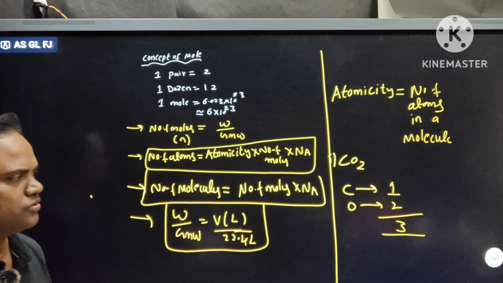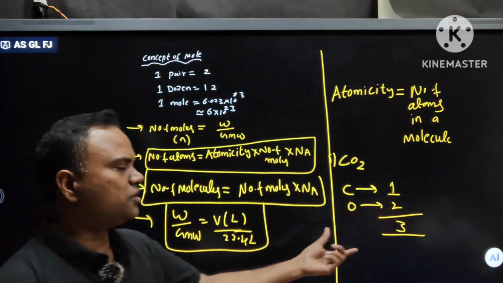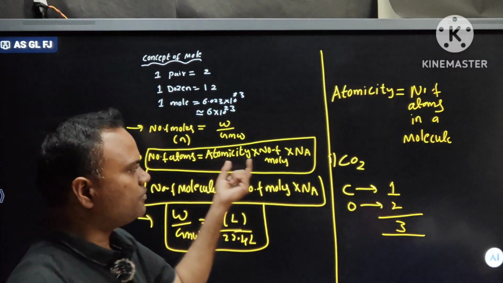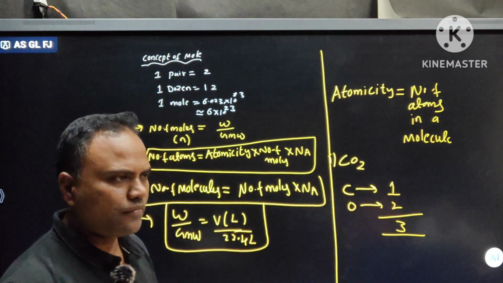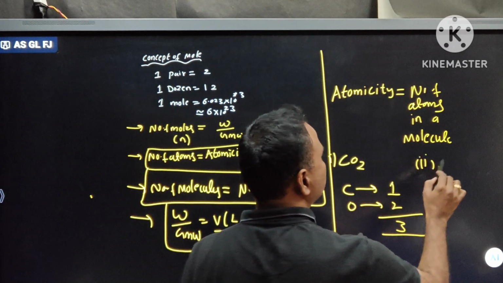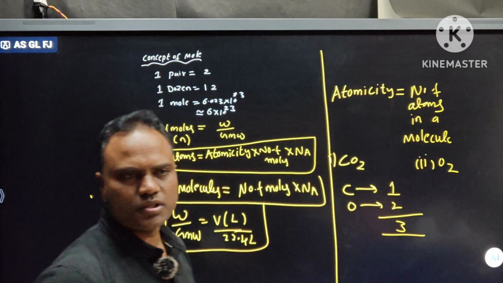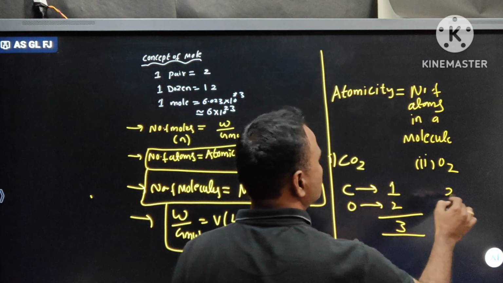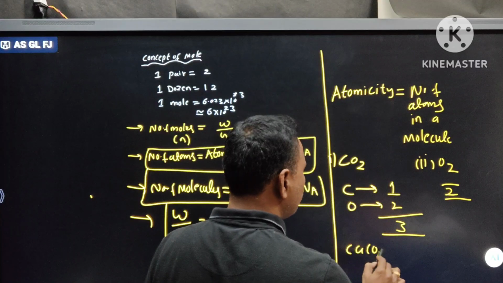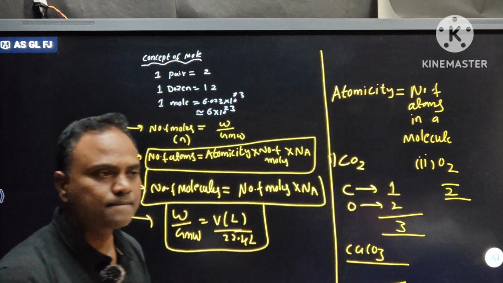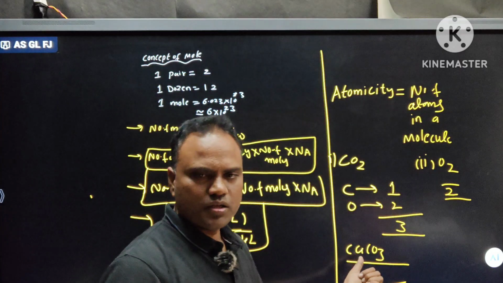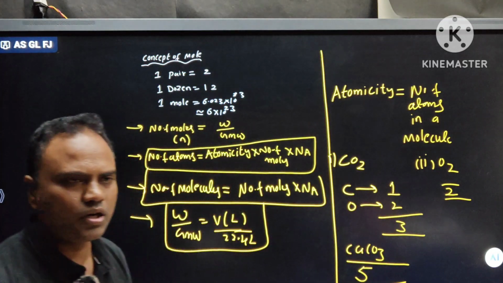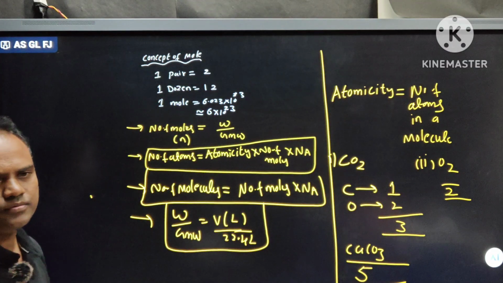While doing the numericals, sometimes we have to substitute atomicity. For example, to calculate number of atoms, we need atomicity. Atomicity means number of atoms. In O2, how many atoms are there? 2. Atomicity is 2. CaCO3, tell me CaCO3 atomicity. 5. 1 calcium, 1 carbon, plus 3 oxygens, 5.